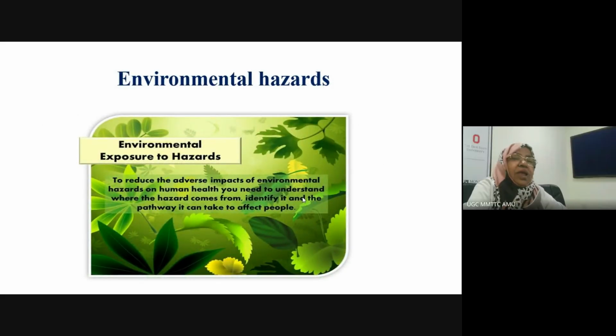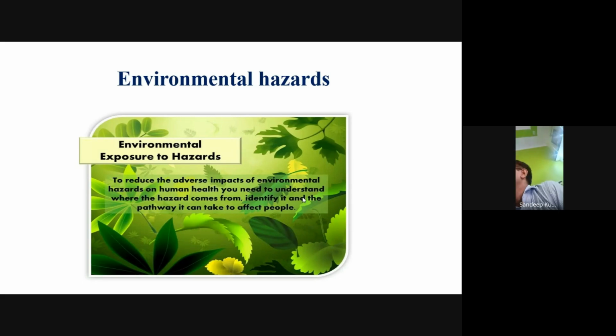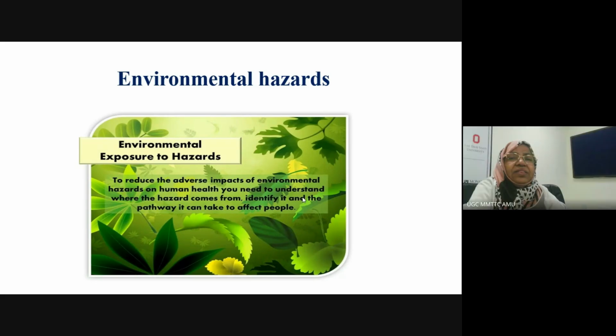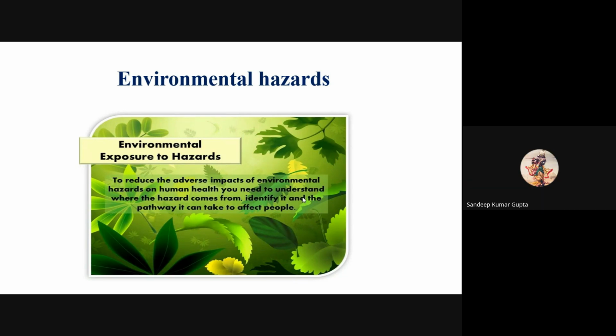Environmental hazard. The slide shows environmental exposure to hazards. To reduce the adverse impact of environmental hazards in human health, you need to understand where the hazards come from, कहाँ से खतरा, identify it, and the pathway it can take to affect people. Okay.